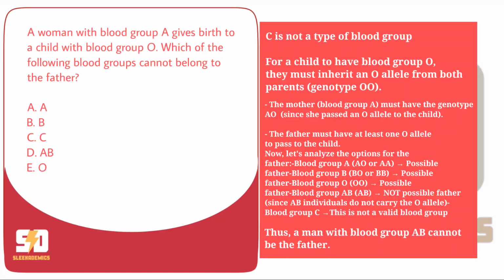Since the child has the blood group O, meaning that the mother who has blood group A, the genotype could be AO, and the father, if he is blood group A, should have a genotype of AO as well. If he is blood group B, he should have the genotype of BO. If he is blood group O, he should have the genotype of OO. But if he is blood group AB, then it is not possible that his child should be blood group O because AB has no O attachment. So in this case, the answer is most likely AB. But option C is not a type of blood group, so I would go with D.